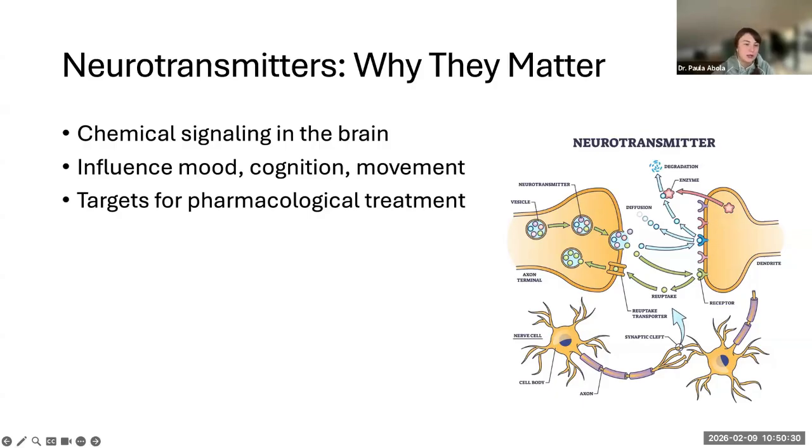So medications for conditions such as depression, anxiety, schizophrenia, and Parkinson's disease often target specific neurotransmitters to increase or decrease their availability or receptor activity. So understanding neurotransmitters actually provides a crucial link between brain biology and clinical intervention, helping, of course, neuropsychologists interpret treatment effects and understand how chemical changes can influence cognition and behavior.